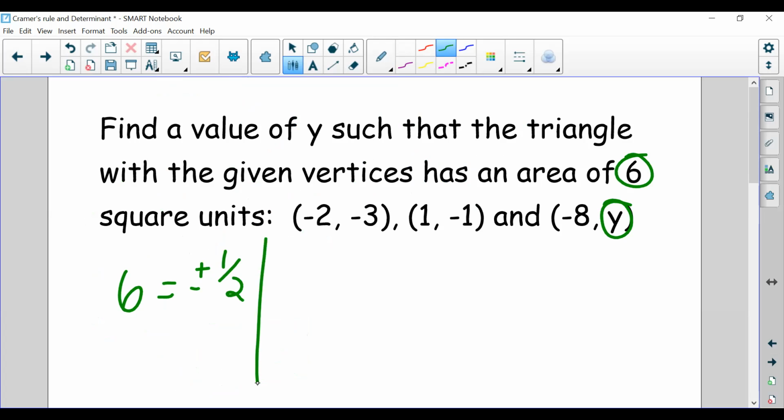And what would be my first row, across, of this determinant matrix? So -2, -3, then placeholder of 1. Okay, second row, 1, -1, and then placeholder 1. And then the last row, -8, y, and placeholder of the 1. Okay, so we're going to set that up.